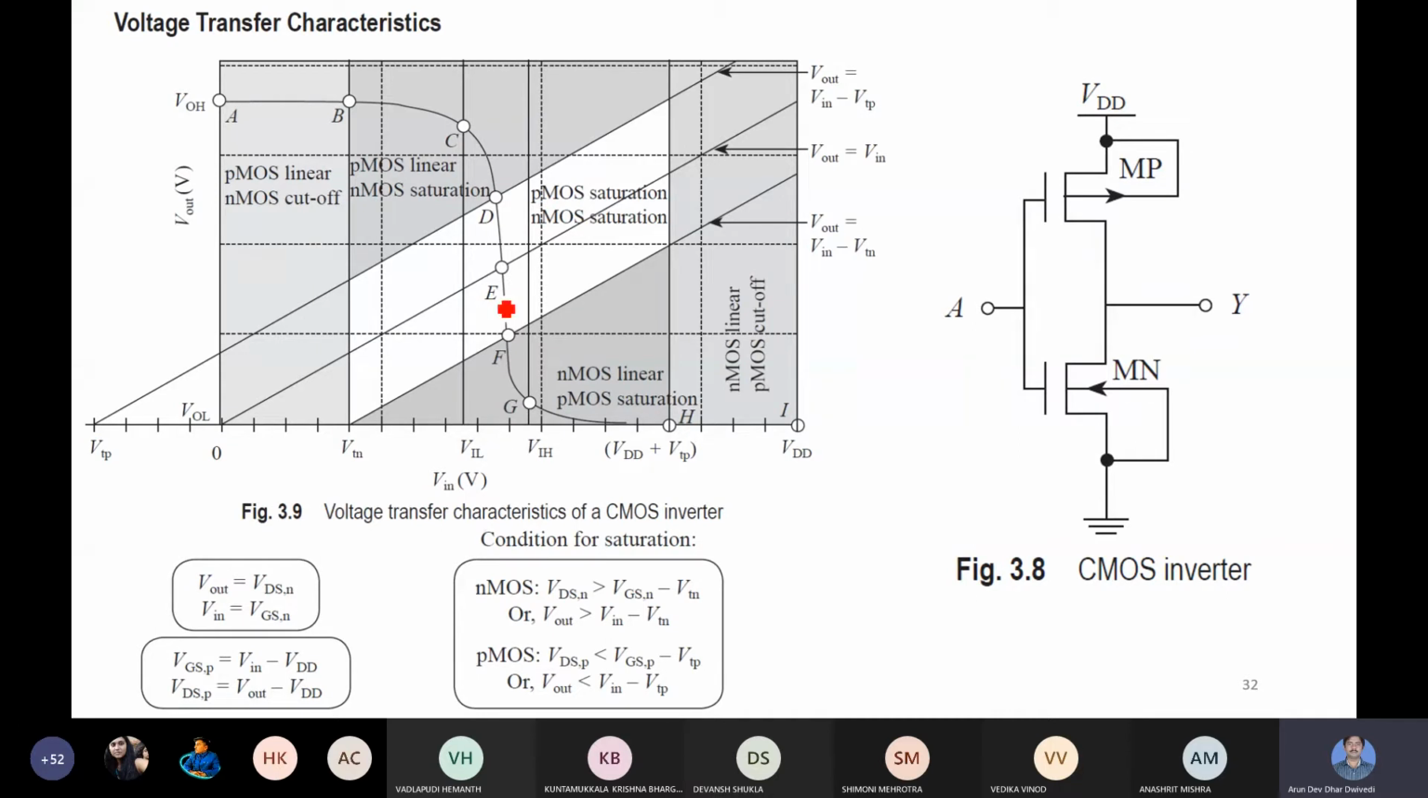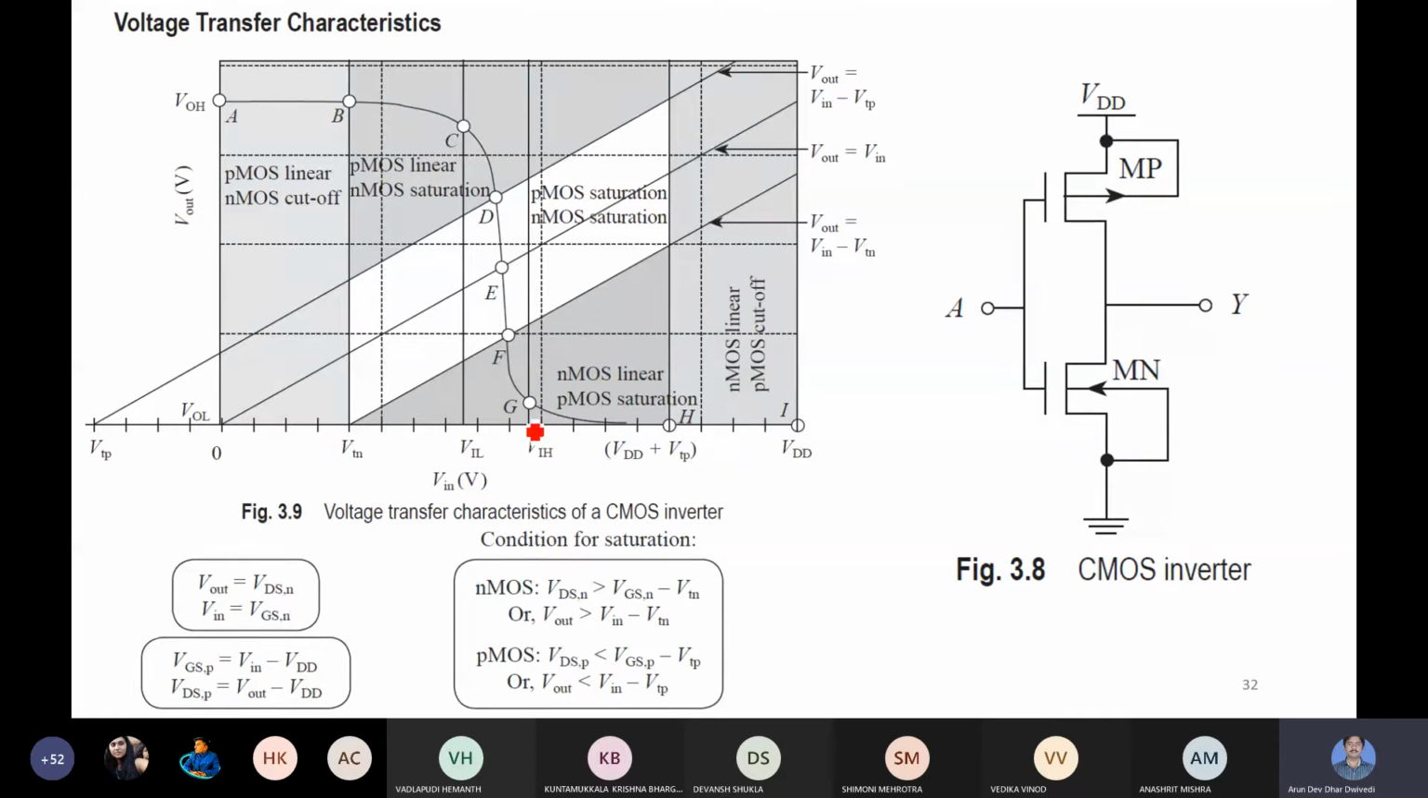Also we can see there is some negative slope point somewhere here, at this point C. So if you draw a perpendicular, the first negative slope point on the characteristics is at point C. If you draw a perpendicular from C to the x-axis, it is defining the input low voltage. Another point is here somewhere. Suppose the negative slope point is here, so you draw a perpendicular on the x-axis, it is defining VIH.